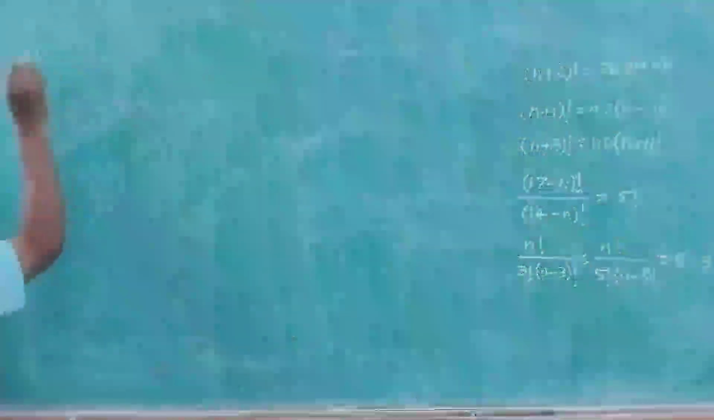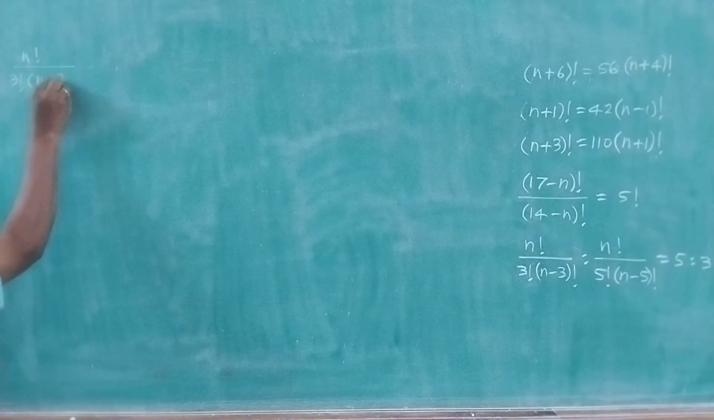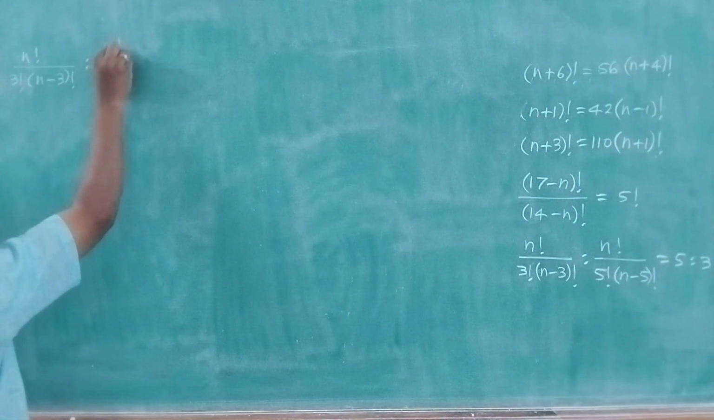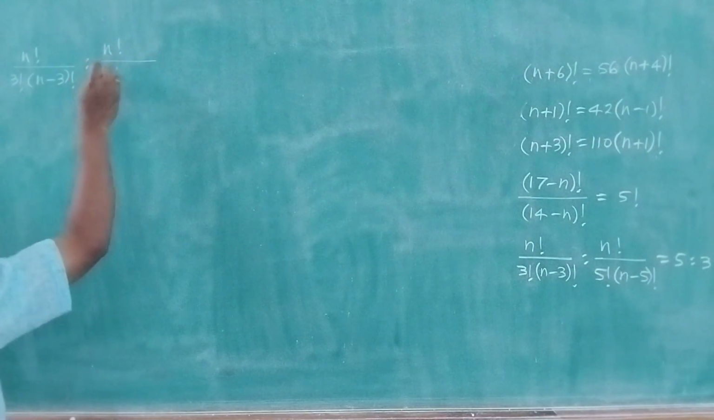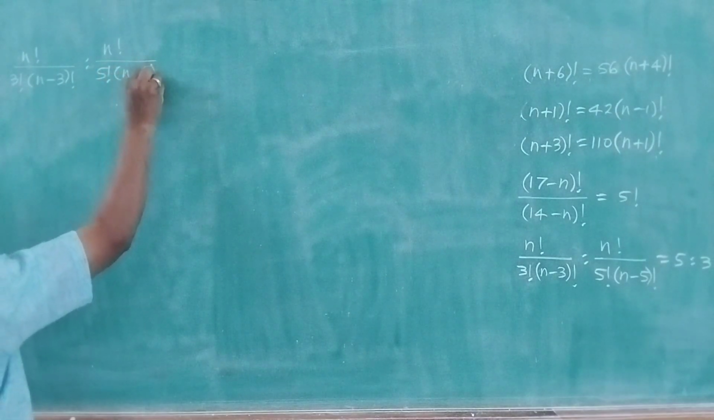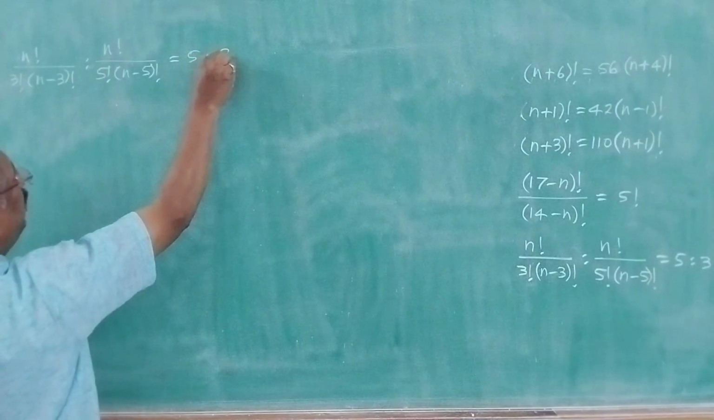Is it clear? n!/(3!(n-3)!) is to n!/(5!(n-5)!) is equal to 5 is to 3.